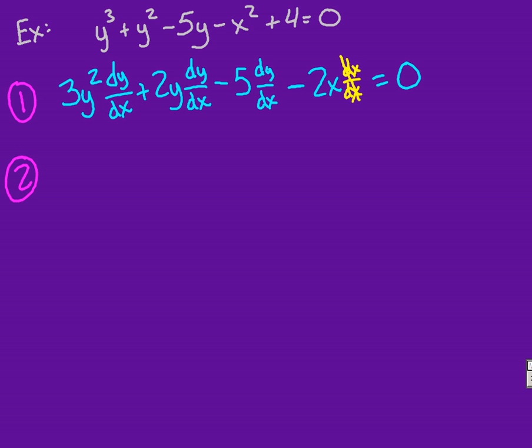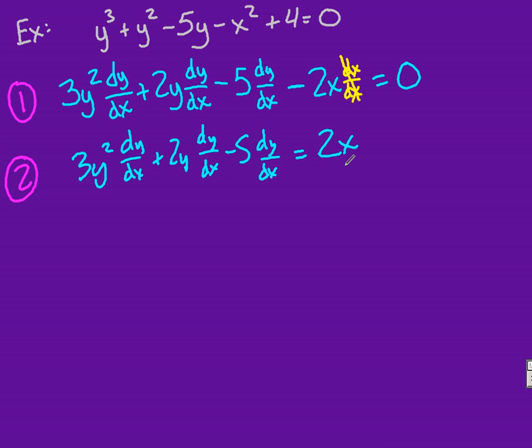Number 2 is to collect everything on the appropriate side. So on the left, anything that has dy/dx, I'm going to keep where it is. Anything that doesn't, I'm going to take over to the other side. So this all will stay the same, 3y squared dy/dx plus 2y dy/dx minus 5 dy/dx will equal a positive 2x.